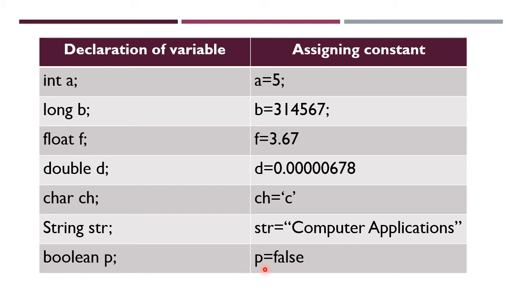Boolean p. P is equal to false. What are Boolean literals? You have only two Boolean literals, true or false. So p is a Boolean type variable which is capable of holding either of the two values, false or true. Here we are assigning p with false.